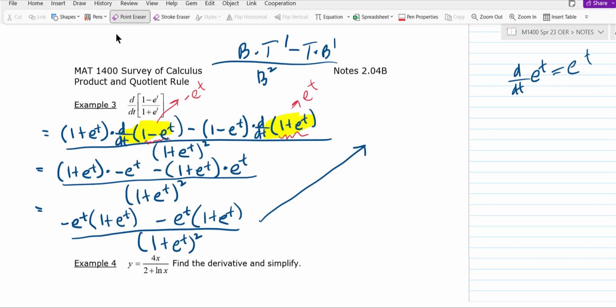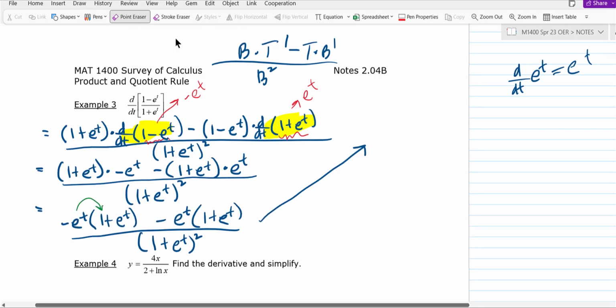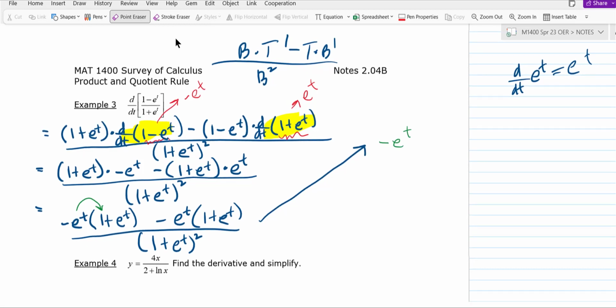Okay? Now, this is where things begin to fall apart sometimes for students. So watch carefully. I'm going to do a distributive property here now. So I've got negative e to the t times 1. Well, that's negative e to the t. That's not a problem. When you go to the next thing, this is where the problem falls with a lot of students. You have a negative times a positive, so that's a negative.